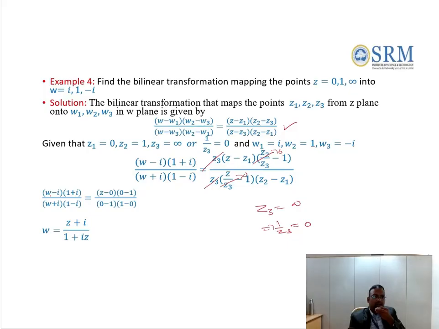The only thing left is (w minus i)(1 plus i) divided by (w plus i)(1 minus i), that is equal to (z minus 0)(0 minus 1) divided by (0 minus 1)(1 minus 0). After simplification, you will have the nice formula w equal to (z plus i) upon (1 plus zi). Okay, that is the required bilinear transformation, right? In a similar way, suppose w2 equal to infinity, then we have to redefine the formula. Instead of w2, you have to use 1 by w2, okay? Right. Okay, thank you.